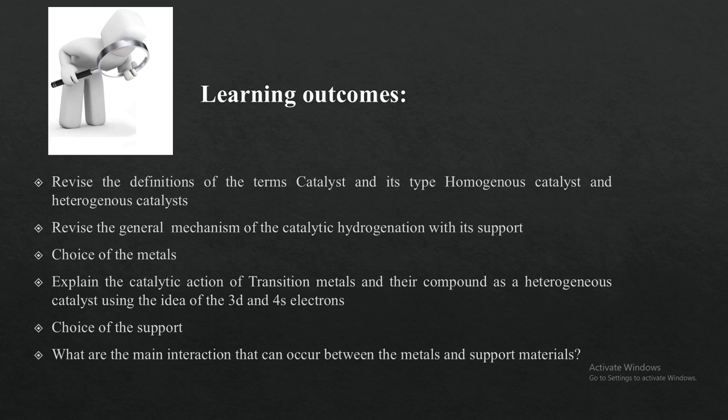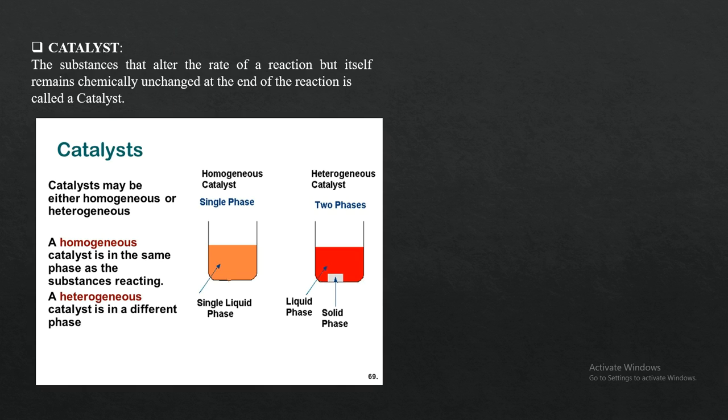of catalytic hydrogenation with its support, and then we have what kind of metals should be chosen, and then explain the catalytic action of transition metals and their compounds as heterogeneous catalysts using the idea of 3d and 4s, and what kind of support should be used, and what are the main interactions that can occur between the metal and support material. So first of all, what is a catalyst?